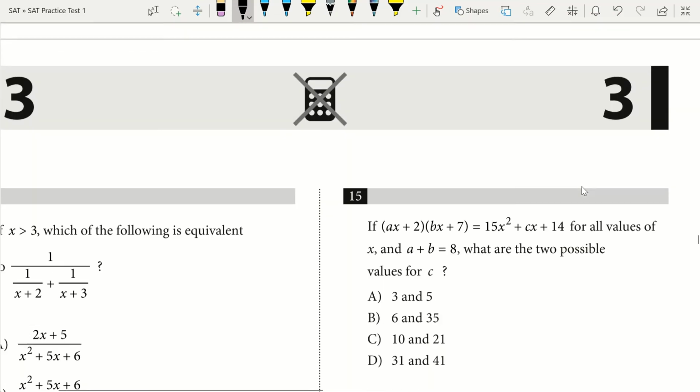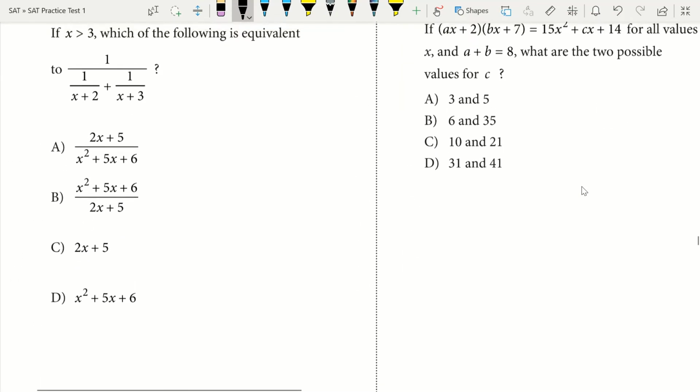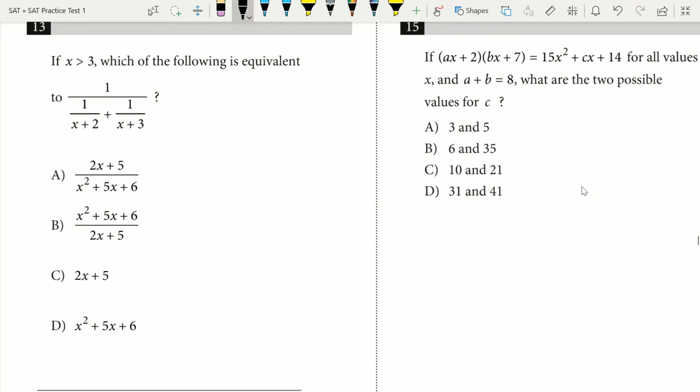All right, now we've got question 13. If x is greater than 3, which of the following is equivalent to this equation? First thing I'm going to do is get a common denominator in this set of equations here. So I'm going to multiply this side here by x plus 3, and this side here by x plus 2, and that'll all be over x plus 2 times x plus 3 in each side, right? Okay, so now that I do that, I'm going to go ahead and add my terms.